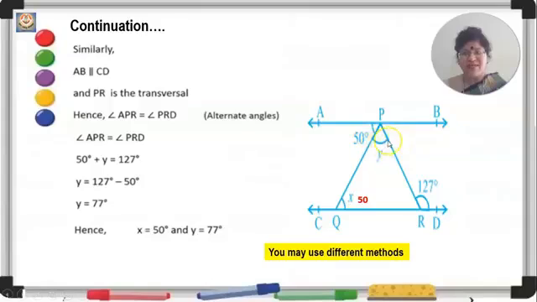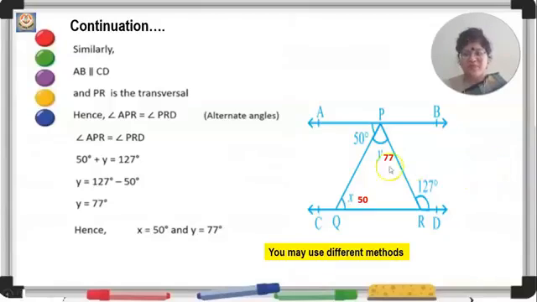Out of this 127 degree, 50 is already utilized. So what will be Y? Y will be 127 minus 50. Look at the solution out here. So with that, when you solve it, you will get Y as 77 degree. Okay, so this is another way of doing it. So students, I repeat, there are many ways of solving this problem. You can use whichever method you find easy.